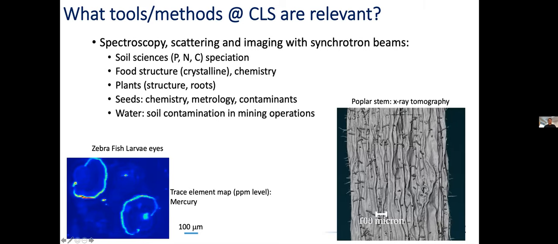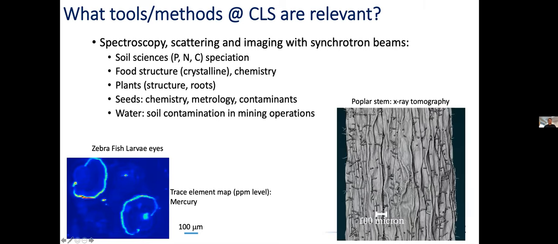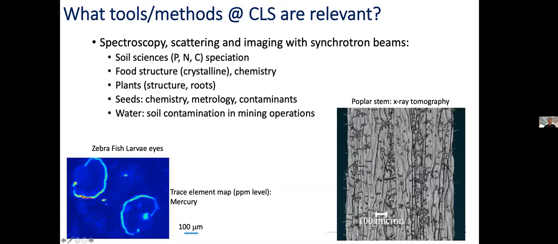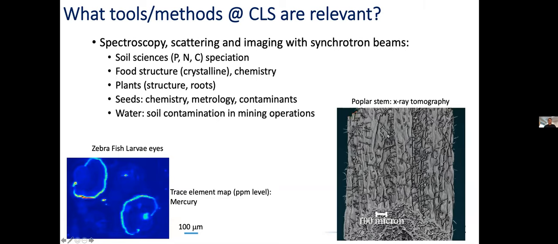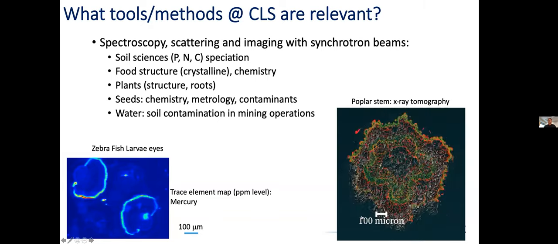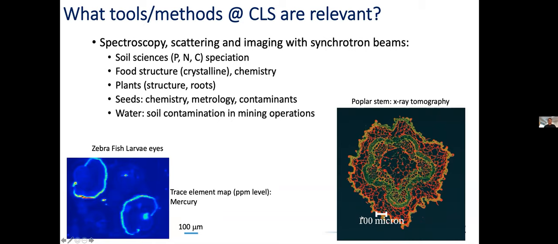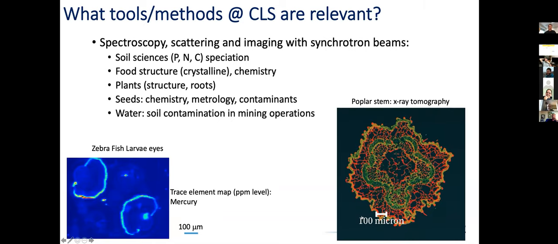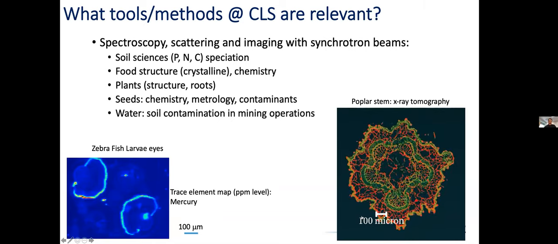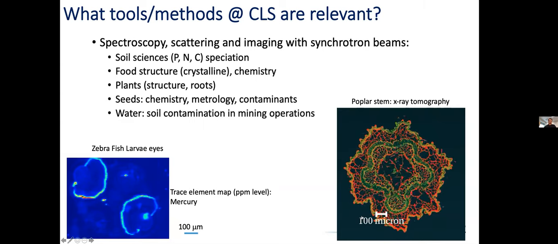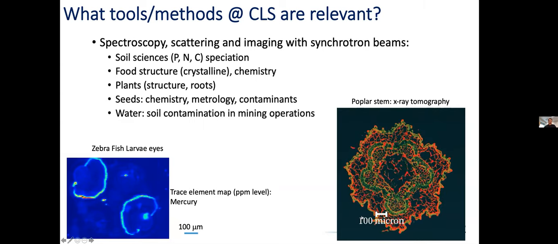We can do chemistry, metrology, and look at contaminants in seeds. We can also do salt contamination studies, and look at mining operations, what leaches out from mines in trace elements. These are examples of the spectroscopy and imaging we can do. Chitra Karunakaran talked to you yesterday about some of the work done at CLS in the area of food and also soil. And Jeff Warner, who's speaking after me, will talk about the area of environment.